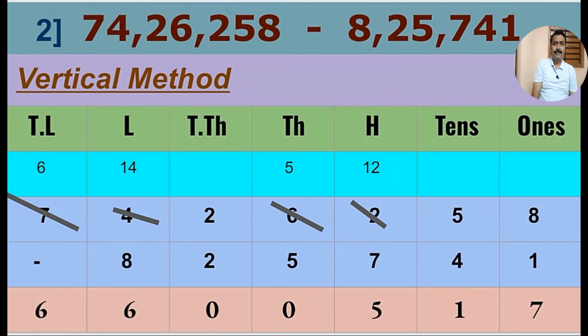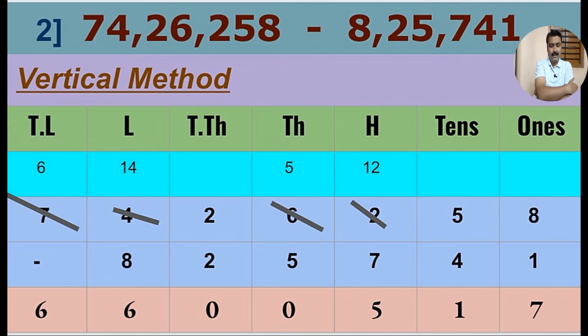That is 74,26,258 minus 8,25,741. So if you observe this given two number, first number is of 7 digits here and second number is of just 6 digit. So the proper vertical arrangement, it should be correct here. So let's pay attention towards vertical method.